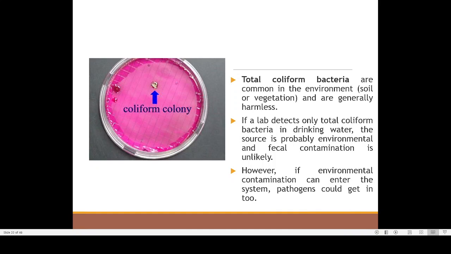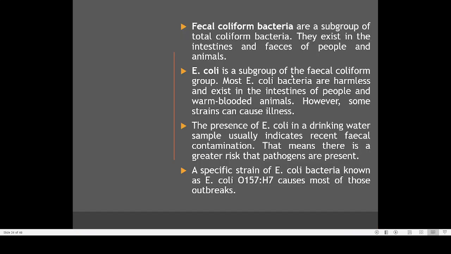Our body will also take in this bacteria. They are very small particles, and we will not be able to detect them with our naked eye. So that is the problem with fecal bacteria. This is how fecal bacteria enters your body. Fecal coliform bacteria are a subgroup of total coliform bacteria. They exist in the intestine and feces of people, only in the intestine, and I will show you how fecal coliform bacteria looks here.